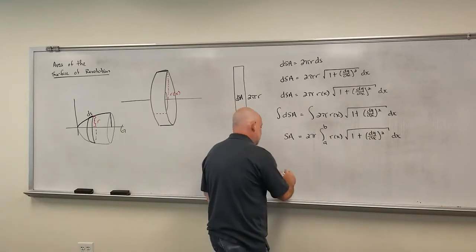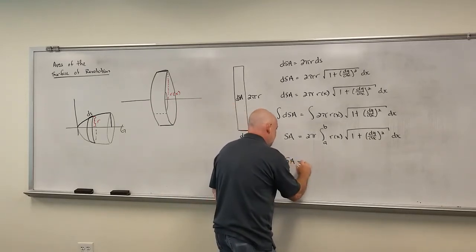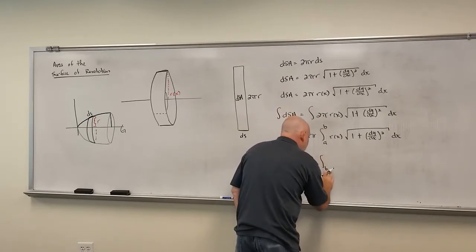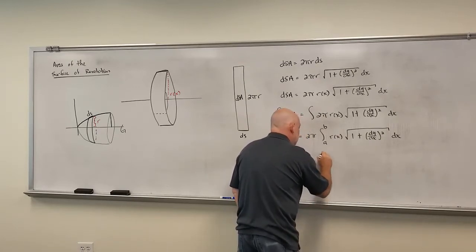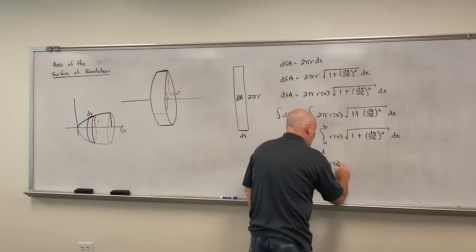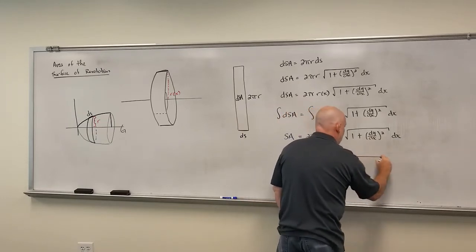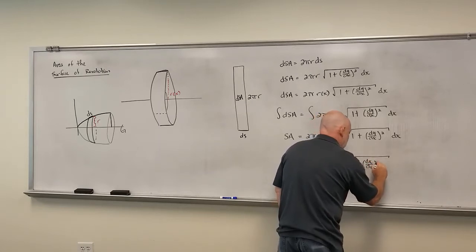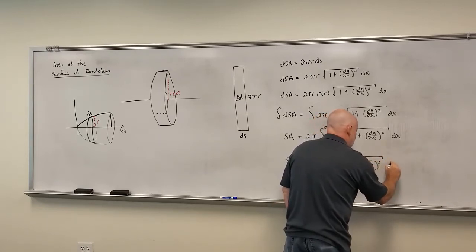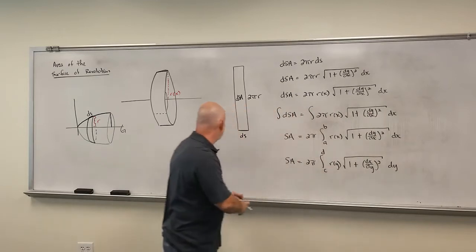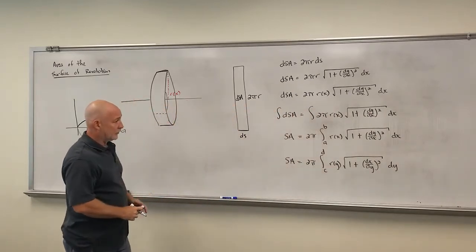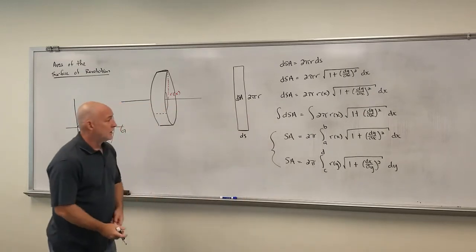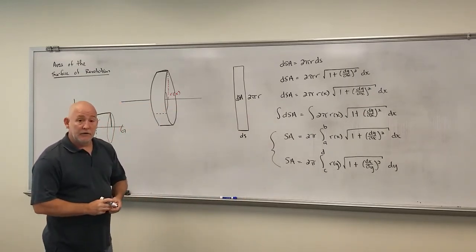Now we could have done the entire thing the other way. So this 2 pi, C to D, r of y, square root of 1 plus dx dy squared dy, right? That would be the whole thing if I just drew the picture in the other direction. So here we go. There's your two formulas for surface area, and you're thinking, oh my goodness, that's horrible.